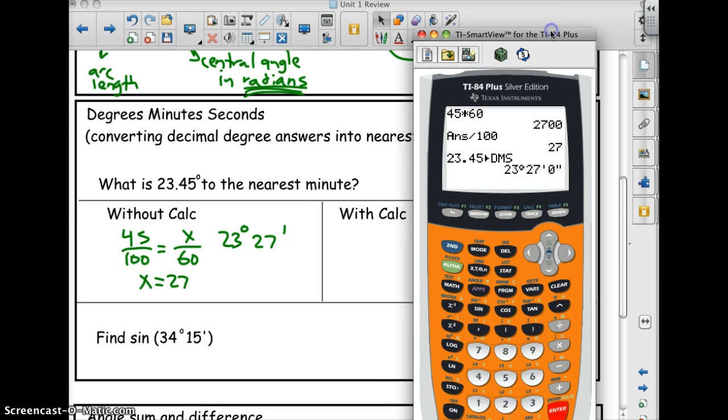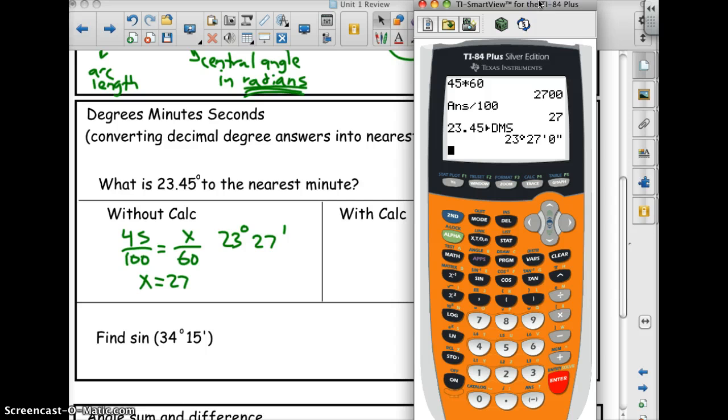So if I want to find the sine of 34 degrees, 15 minutes, I have a couple choices here. I can take the 15 minutes and turn that into a decimal by doing 15 divided by 60 and say that's 0.25. And then make sure I'm in the right mode here. I am, degree mode. I can take and do sine 34.25 will give me the answer.